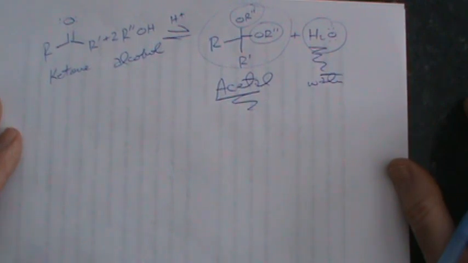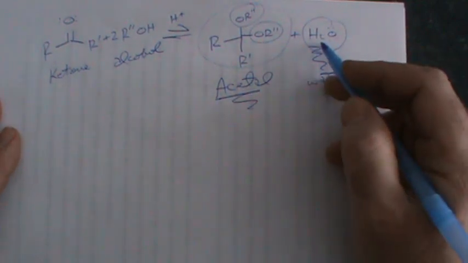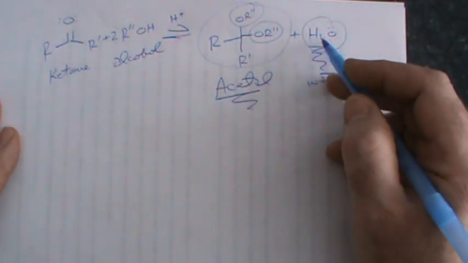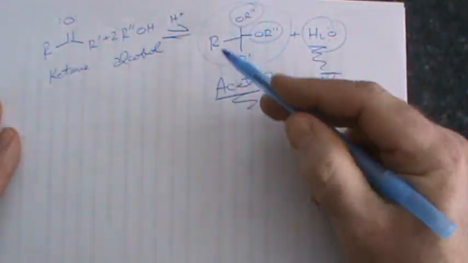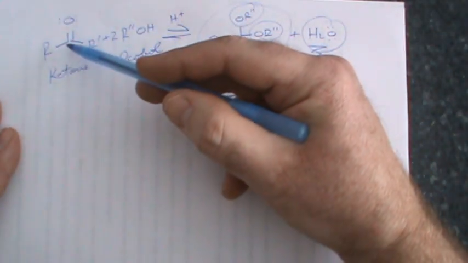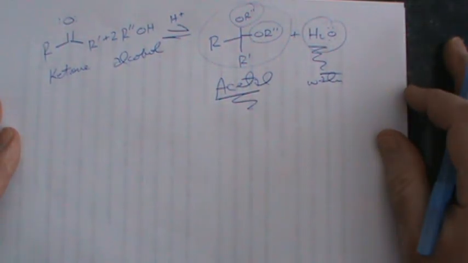What if for some reason we want to go in the other direction? That's easy enough to do too, because now all we have to do is, instead of removing the water, flood the system with water. When we flood it with water, now we've got too much product on this side. The equilibrium will reestablish and start converting acetal back to ketone and alcohol.